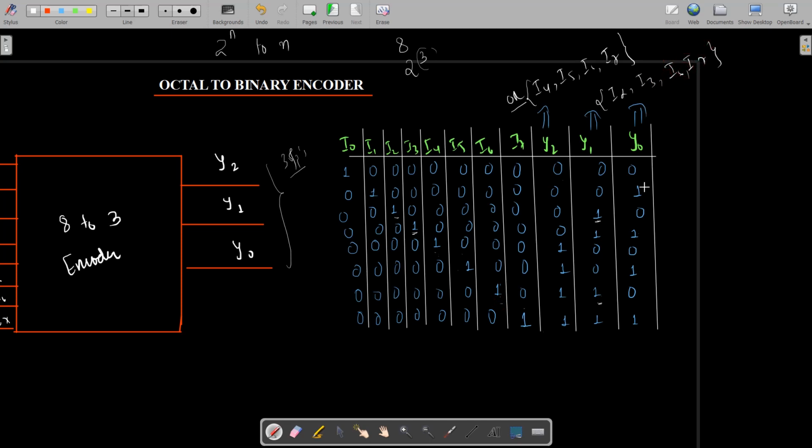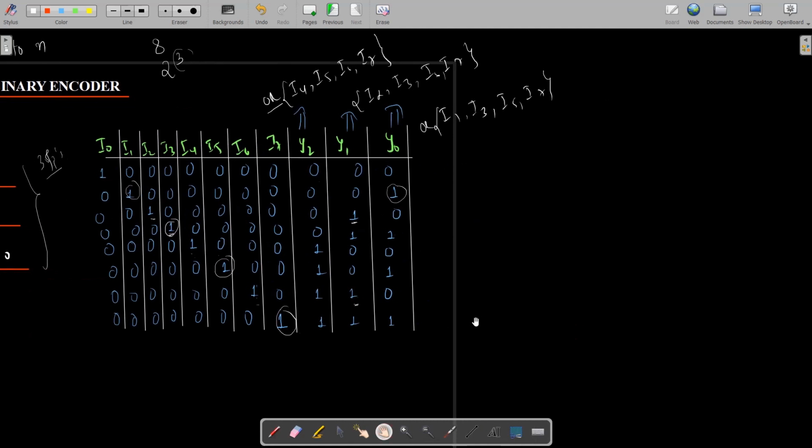And similarly for Y0, as you can see, the ones appear in these four cases. So I'll be writing it as a function of I1, I3, I5 and I7 using an OR gate. OR means simple, I will be just adding the terms. So if I draw the circuit diagram for it, it will be something like this.